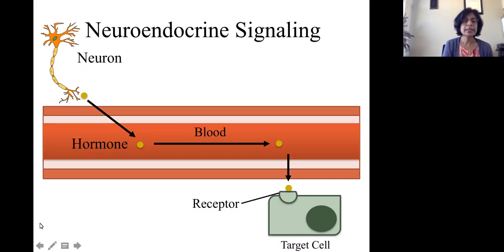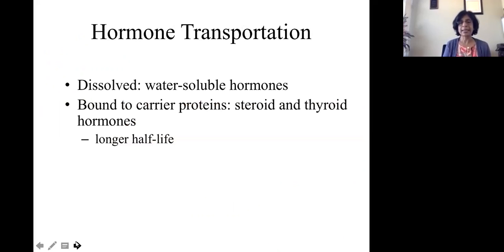Okay, with this, let's move on to talk about hormone transportation. It all depends on the nature of the hormone, which chemical substance the hormone is made of, that determines the transportation. The majority of the hormones are water-soluble hormones. They go in solution, and that's how they travel in the blood. Whereas some hormones are not water-soluble. They are steroid hormones and thyroid hormones, thyroid hormones T3 and T4.